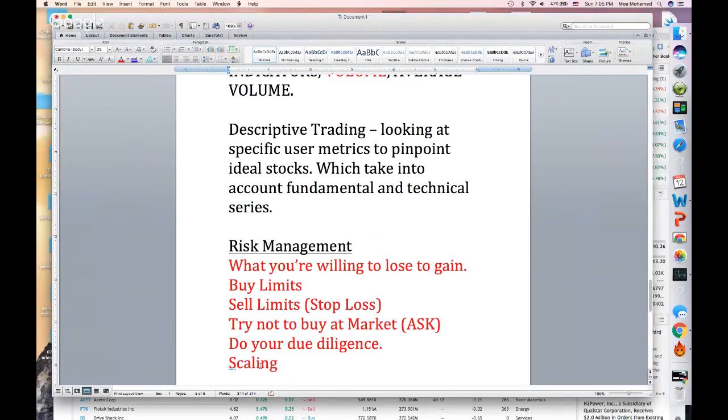If my computer worked, there we go. Scaling positions. So when I said I had a sell limit set at 11.50 and then another one at 12, you're saying, hey Mo, you're not selling all of your stock? No, I'm selling 75% of my position. So if you had 100 shares, I'm selling 75 shares at $11.50, and then I'm selling the rest, the 25, at $12.